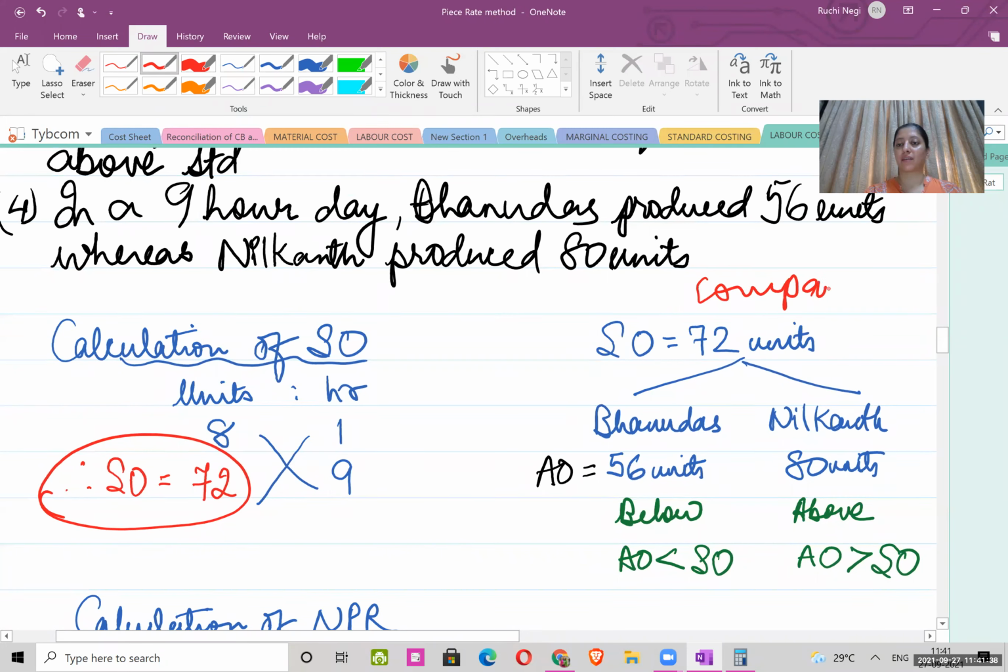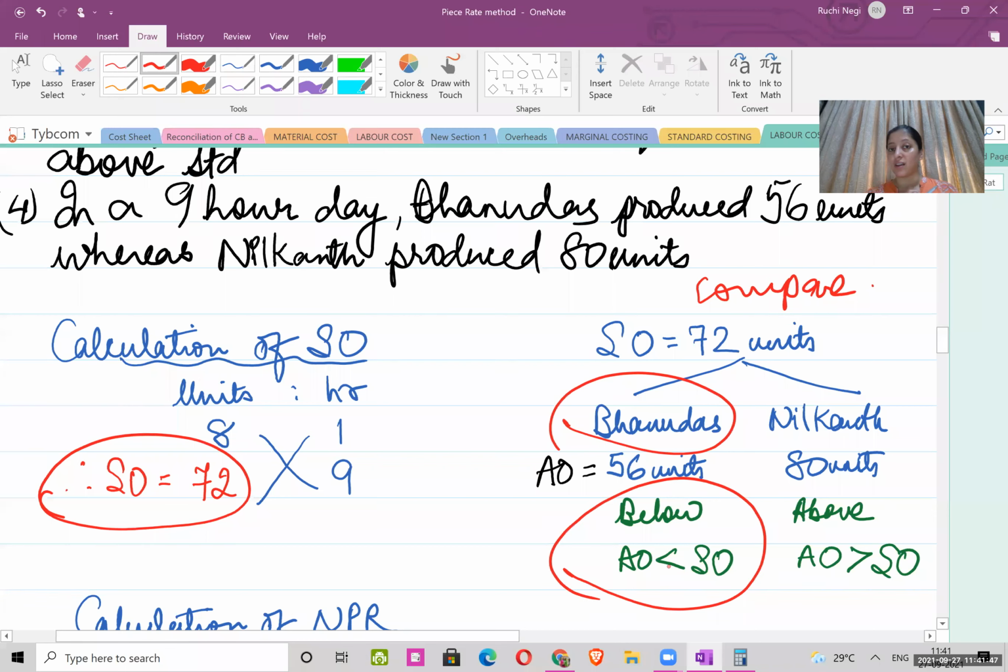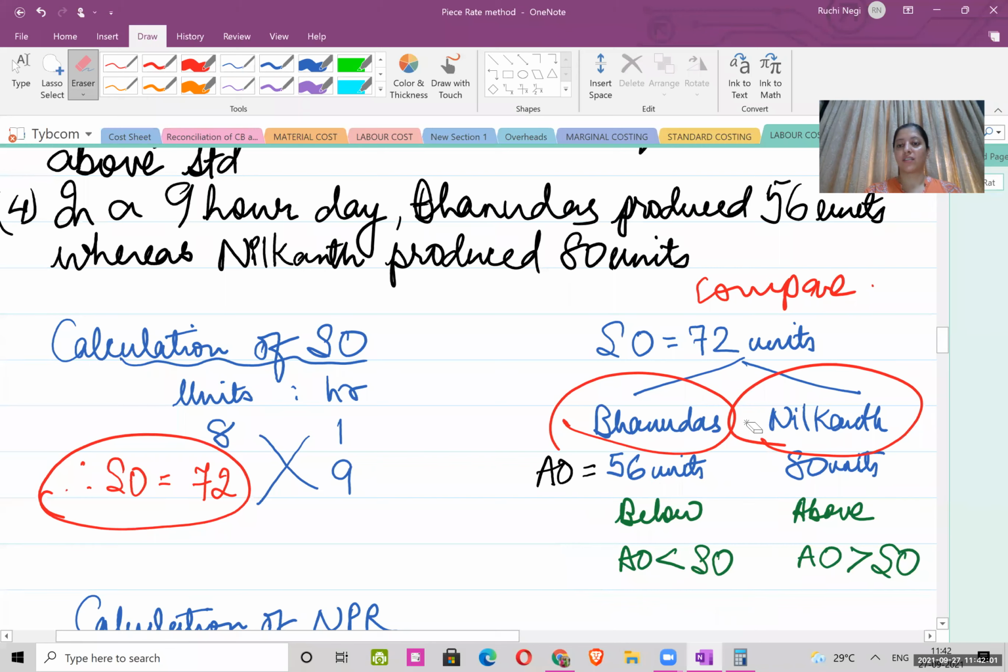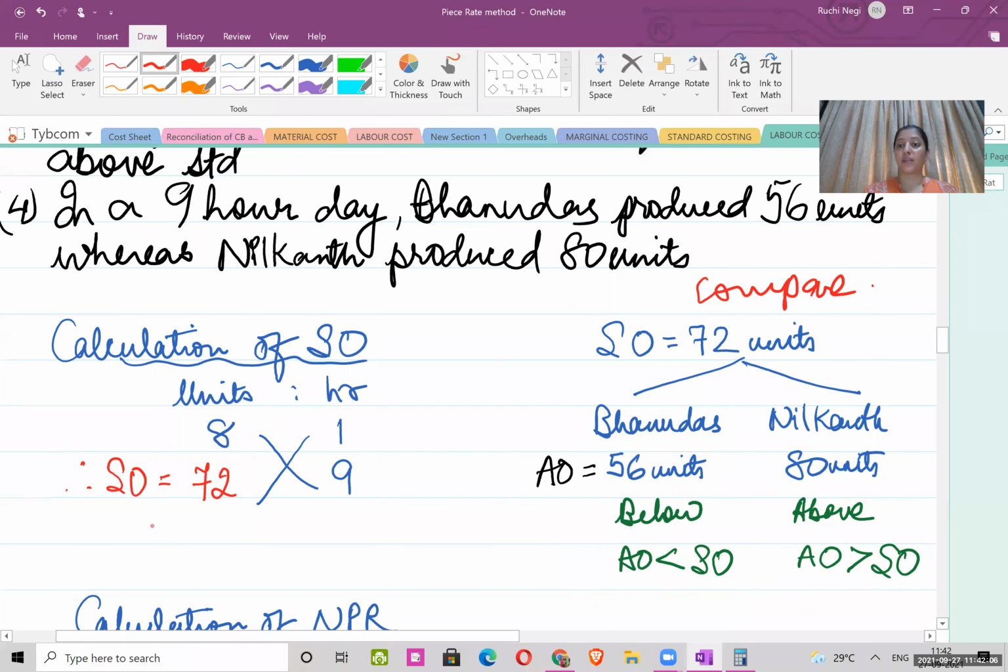Now I will compare. How much did Bhanudas make? 56. So it is less than 72. So he has worked below standards, meaning he is inefficient. So I will pay him only 80% of the piece rate. Then Neelkant, he has made 80. It is above 72. So he has worked above standards. Okay, like this. So first you will calculate the standard output and then you will compare it with the actual output. Okay, and this is how you will get your answer.